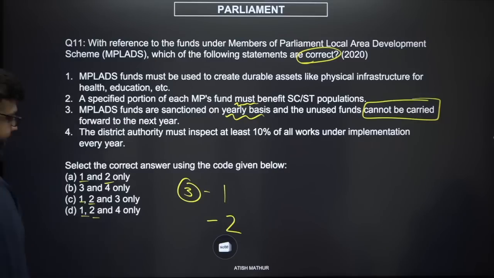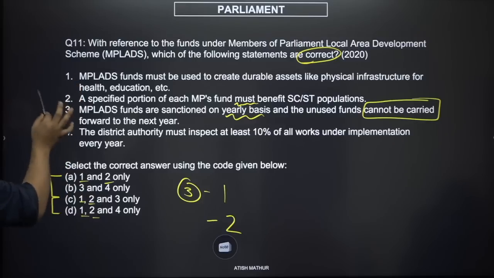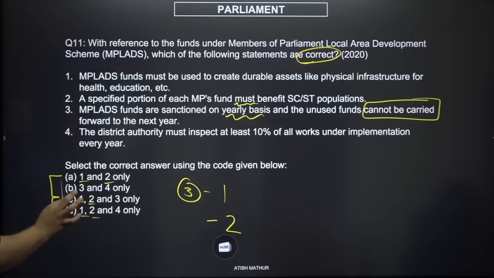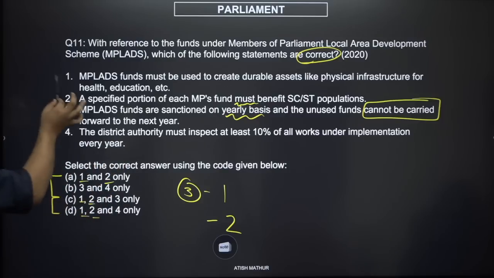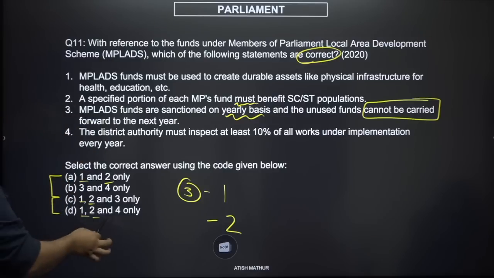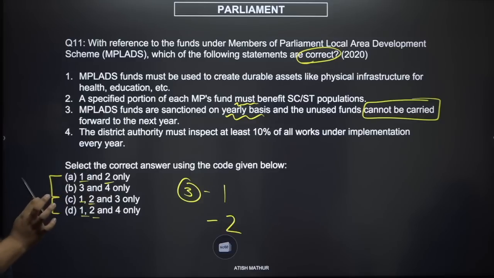Now, see very carefully. If we see 1 and 2 as common across A, C and D, which means either both 1 and 2 are wrong, or both of them are correct. Now, for both 1 and 2 to be wrong, you will only have 3 and 4 as the option, right? Let us see if we can prove 1 and 2 to be wrong.